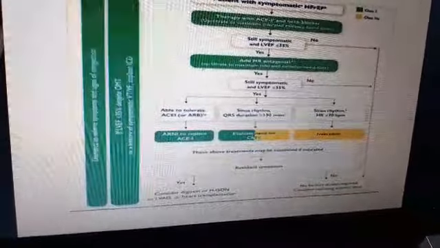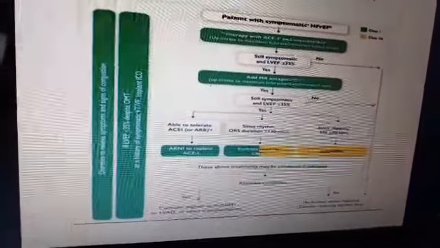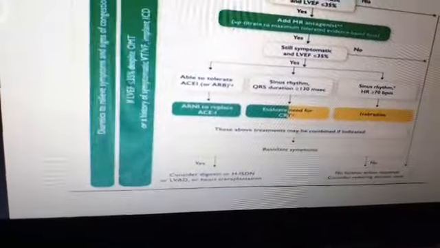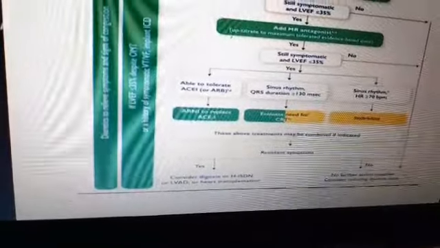But if the QRS duration is more than 130 milliseconds, then we have to use a special device therapy that is called CRT, cardiac resynchronization therapy. And if there are resistant symptoms, then we can consider digoxin or H-ISDN, that is hydralazine isosorbide dinitrate. So this is the treatment algorithm.